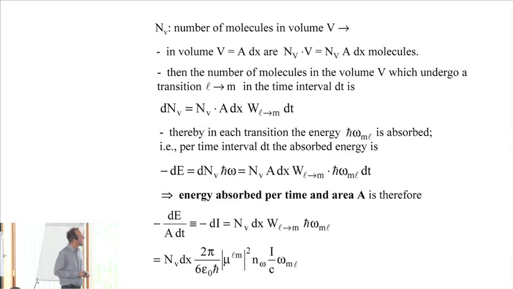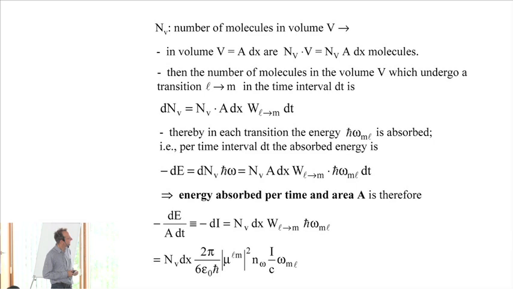Now we consider that volume, there are NV molecules in it. So in the volume V, A dx, NV is the number of molecules in the volume. NV times V is NV times A dx molecules. And the number of molecules in the volume V which undergo a transition L to M in the time interval dt is dNV equals NV times A dx times the transition probability times dt. This transition probability we take from the golden rule. And each transition absorbs the energy h bar omega ML. So per time interval dt, we absorb an energy dE, which is given by this expression here. And the energy absorbed per time and area is then dE over A dt. This is, per definition, dI times the number of molecules per volume times dx times the energy of one transition.